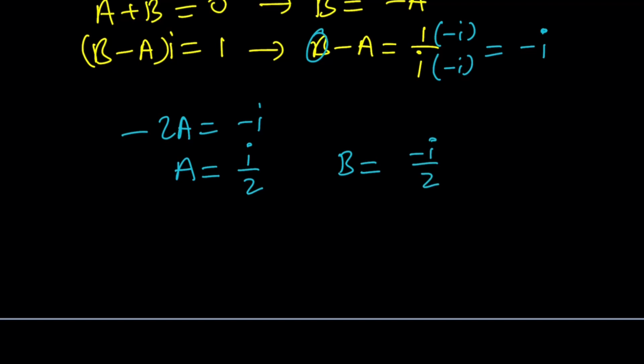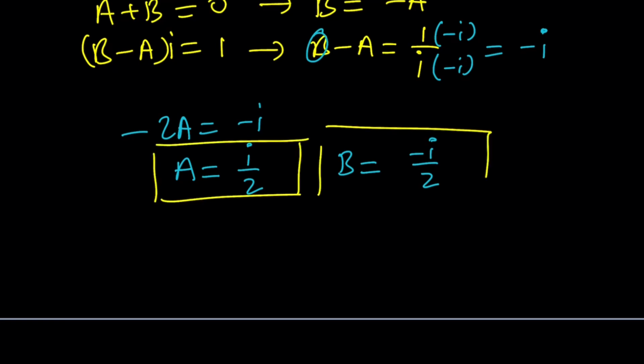So whatever i is, we don't know what it is, right? We only know its square and some other powers. But those are the coefficients we're looking for. And we were looking for a and b values, so we got it, right? a is equal to that and b is equal to that. So what does that imply?